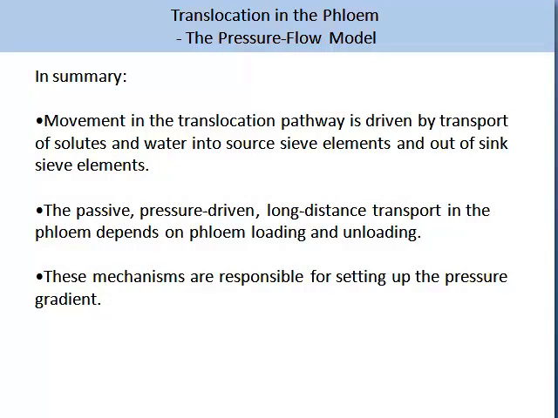So in summary, the pressure flow model illustrates that movement in the translocation pathway is driven by transport of solutes and water into the source sieve elements and out of the sink sieve elements. The passive pressure-driven long-distance transport in the phloem depends on phloem loading and unloading. These mechanisms are responsible for setting up the pressure gradient.